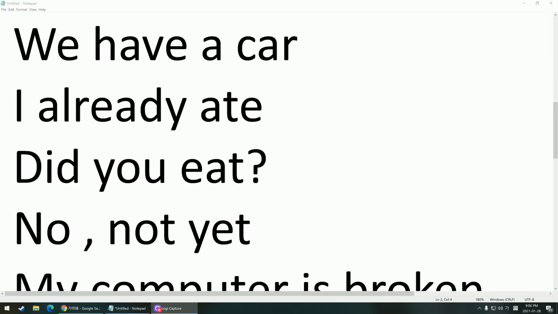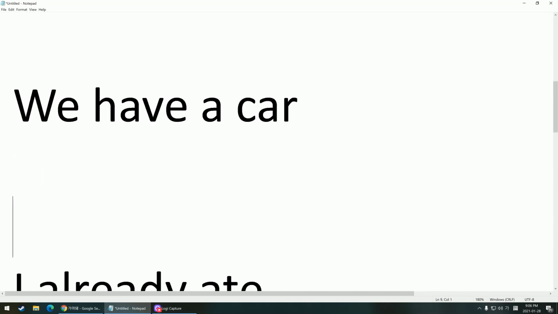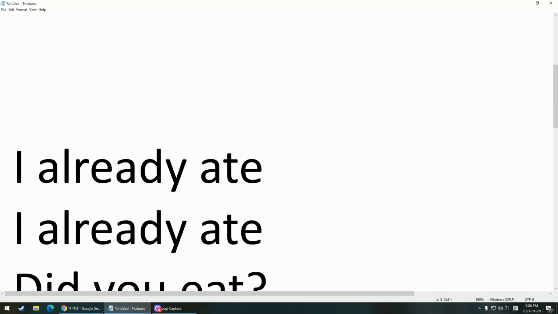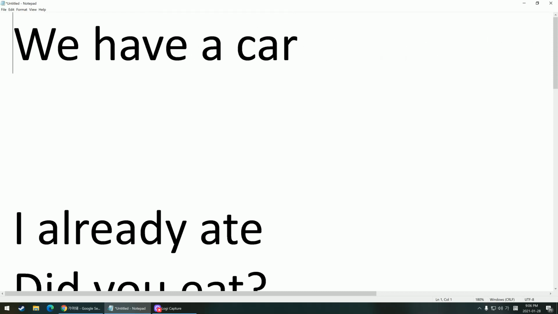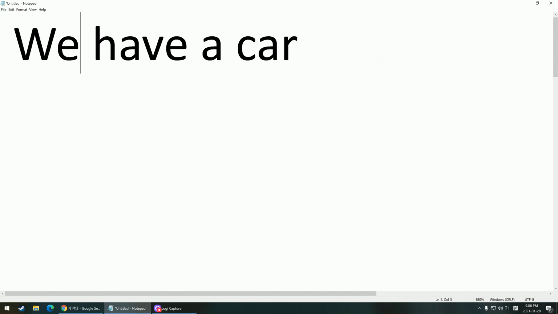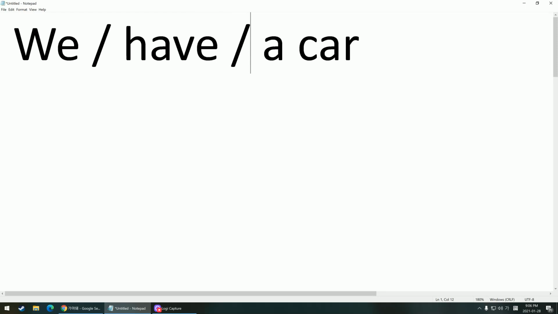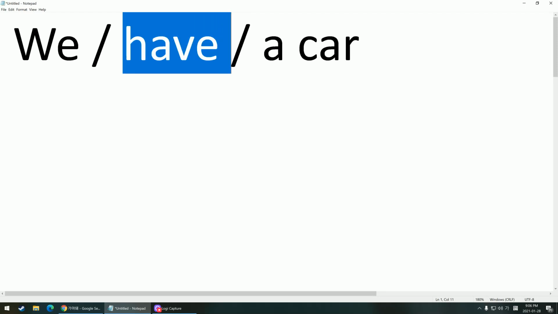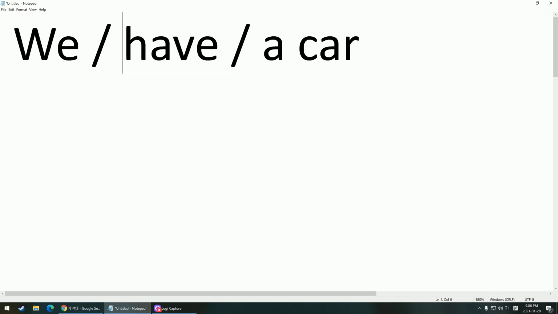All right, let's try a different sentence. Let's try this sentence: we have a car. Delete everything. So again, I'm gonna split up the words. This is very different from have to. Have to is more like need, right? This is a very different word.